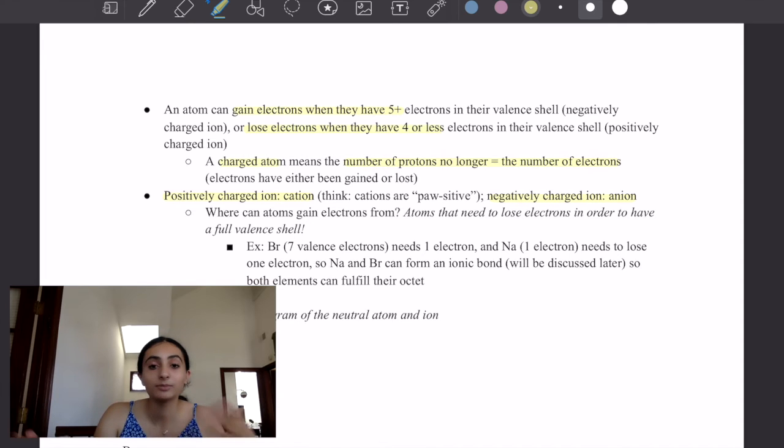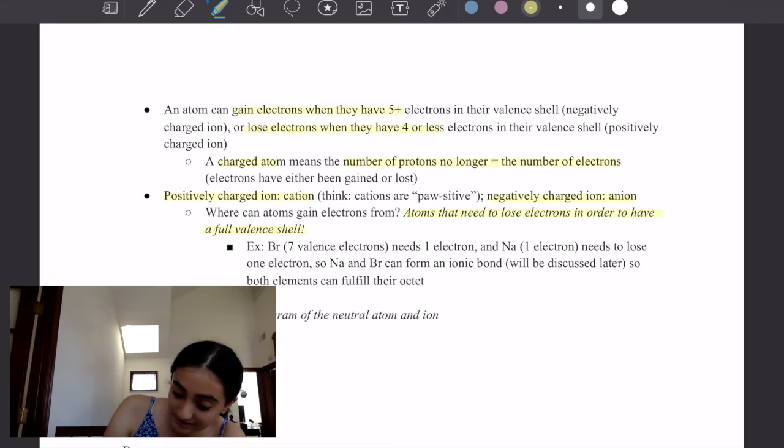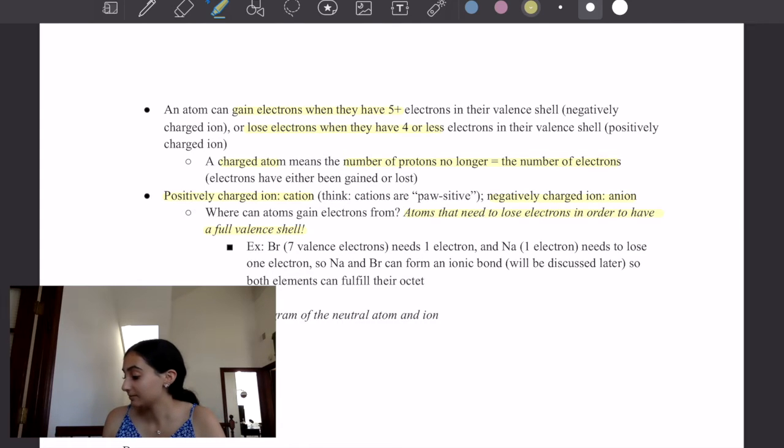So you might be wondering, where do atoms gain the electrons they need, or where do they lose the electrons they need? And that is where molecules come in, because atoms that need to lose electrons in order to have a full valence shell can give their electrons to an atom that needs the electrons. So let's look at, for instance, bromine, which has 7 valence electrons because it is in the 7th group, and it has a -1 charge, as you can see on your table. So it wants to bond with an atom that has an electron that it needs to lose because it can give the electron to bromine.